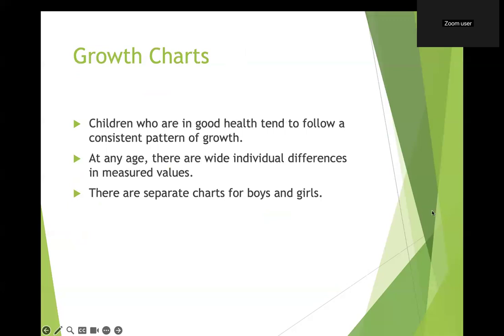So growth charts, you're going to see this a lot for pediatrics and newborns, obviously. So children who are in good health tend to follow a consistent pattern of growth. At any age, obviously, there's a wide individual difference. There are separate charts for boys and girls as well. So again, you're looking at that pattern of growth. Is this normal for that child throughout their growth and development for each stage?